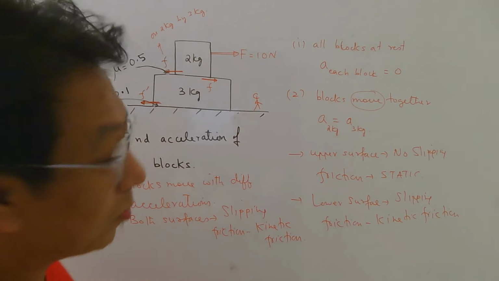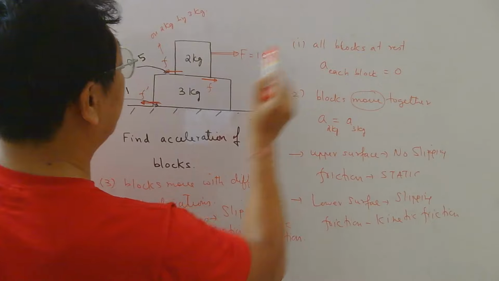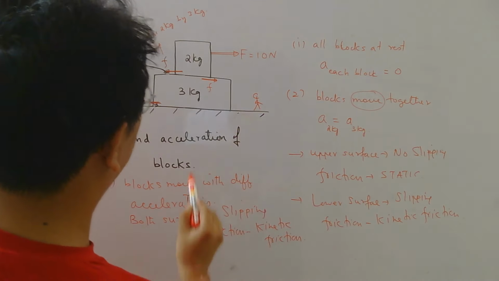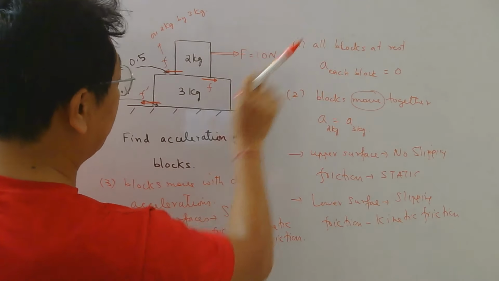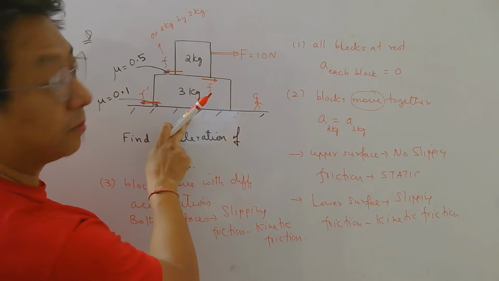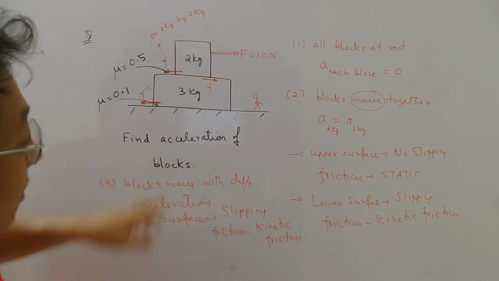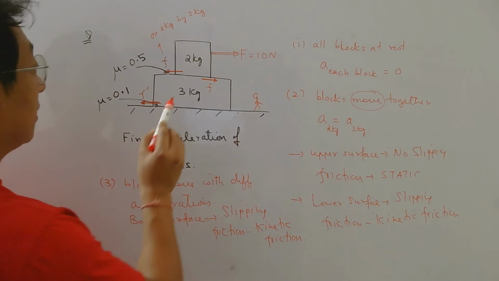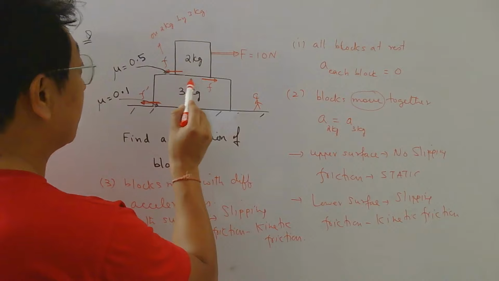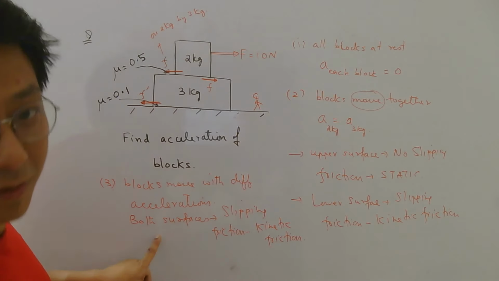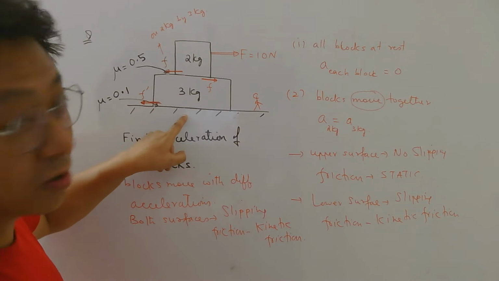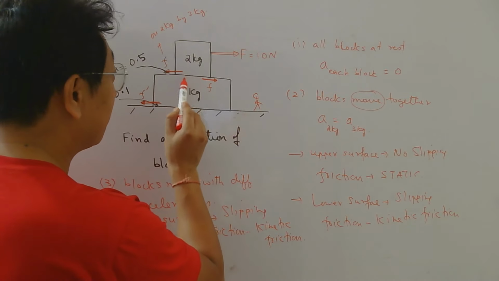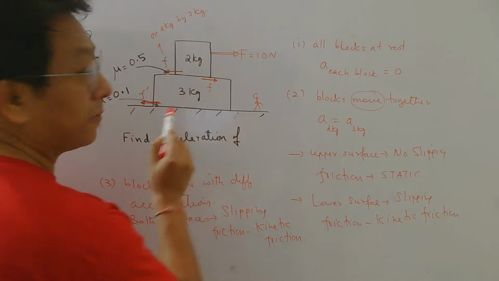Now there may be another possibility. How? The first possibility said no slipping here, no slipping here, right? Both blocks are at rest. In the second possibility, the blocks are moving together, meaning there is slipping here, but no slipping here. The third possibility is there is slipping here and there is slipping here. So here also kinetic friction, here also kinetic friction. The fourth possibility is there is slipping here, but no slipping here.